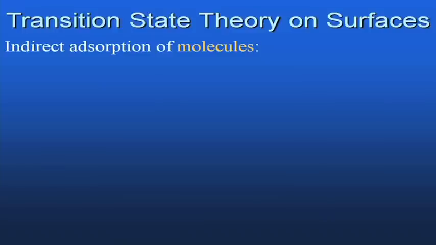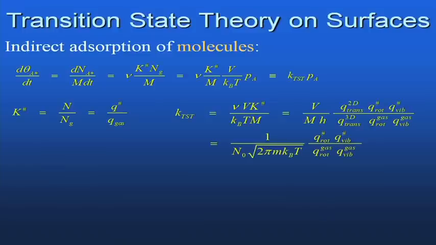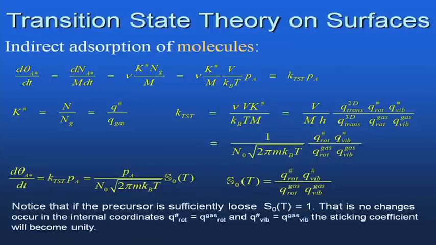Okay. Now, indirect adsorption of molecules. We will be using a similar expression as we did for indirect adsorption of atoms. We use the similar expression that d theta a star dt is equal to d n a star dt divided by m, is equal to nu k double dagger n g divided by m, and ultimately this is equivalent to k T S T into P A gas pressure, and k double dagger is your n by n g, your q double dagger by q gas.